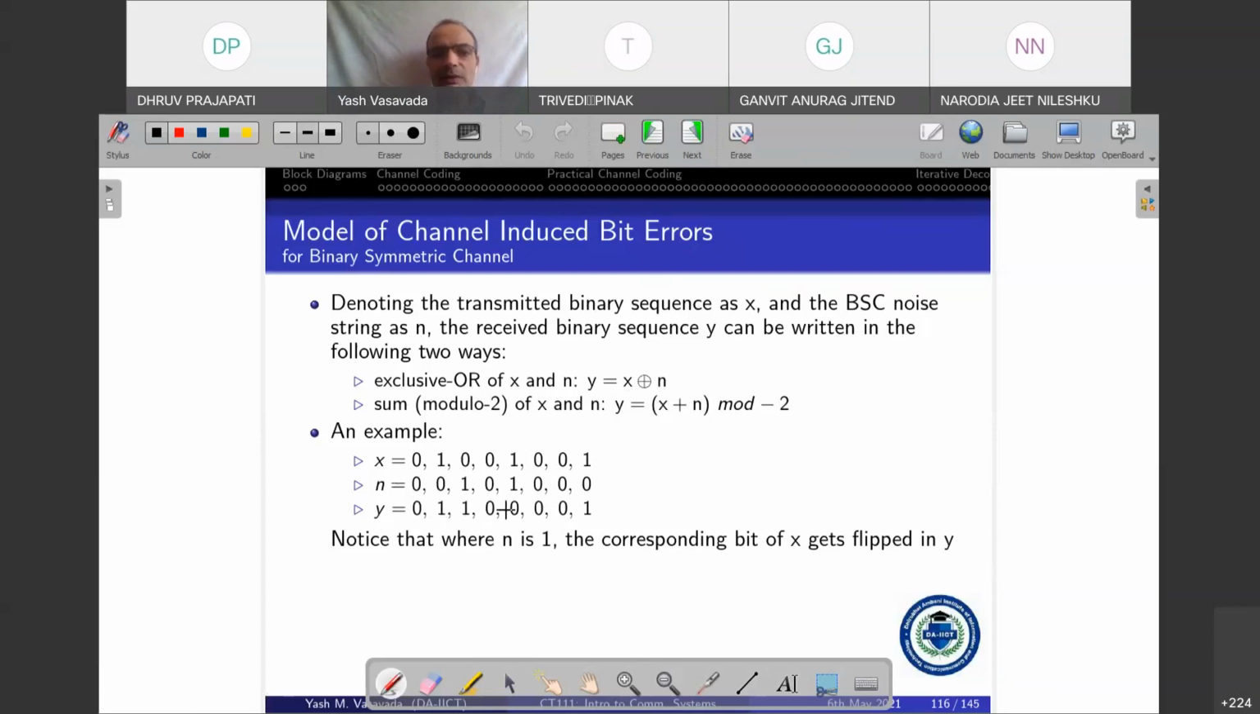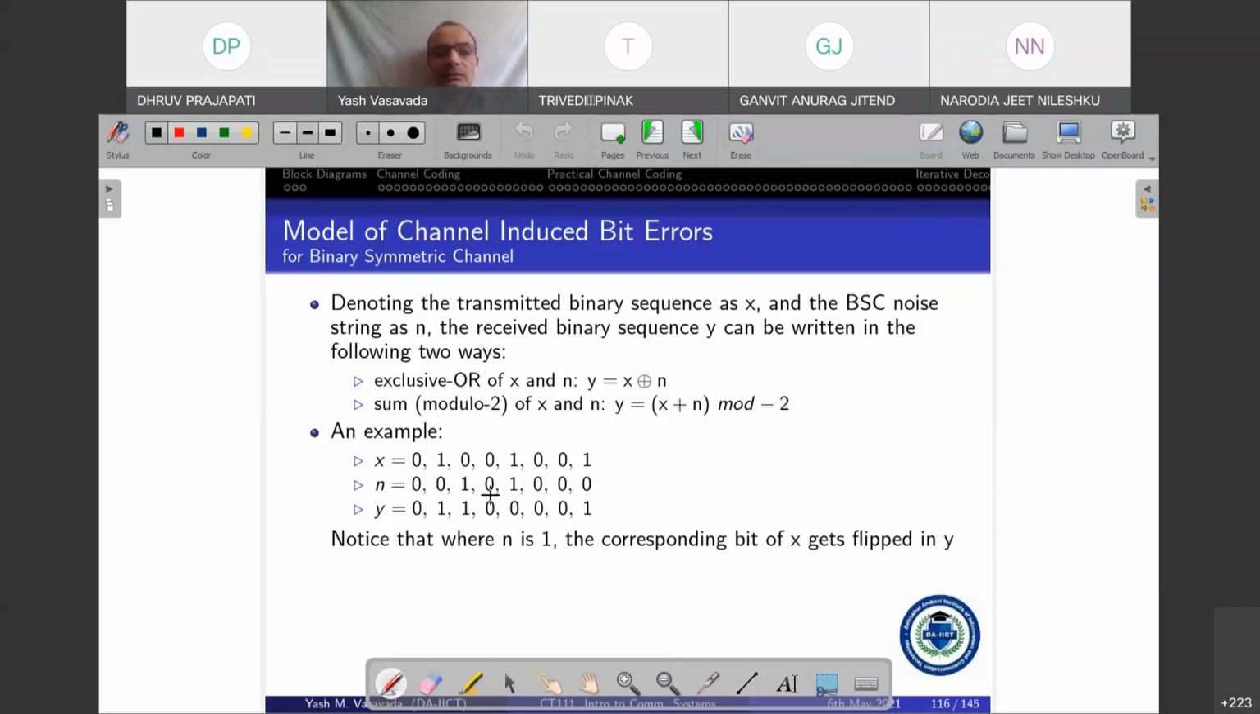The third bit got flipped. The fifth bit also got flipped. Now only the third and fifth bits got flipped because N has ones in only the third and fifth locations. This is showing only 8 bits, but in reality, all of these sequences will have as many bits as you are transmitting. Right. So this is the way we want to think of the binary symmetric channel or binary erasure channel in terms of this sequence N.